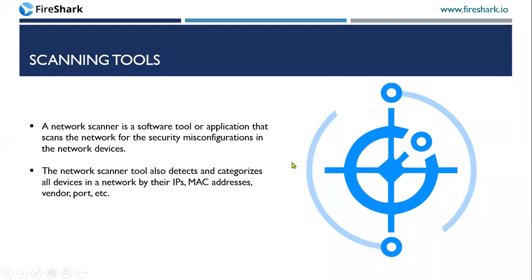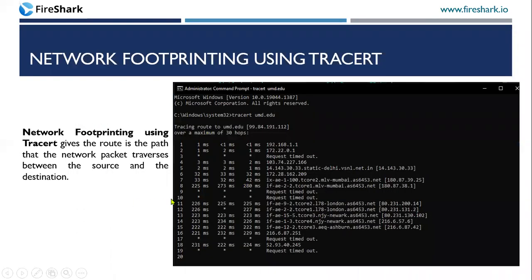Yes, ma'am. Okay. So the network scanner tools also detect and categorize all devices in a network by their IPs, MAC address, vendor, port, etc. This is the first tool that is very common and it comes pre-installed in the Windows system, from the basic version of Windows 7. So it is Tracert.